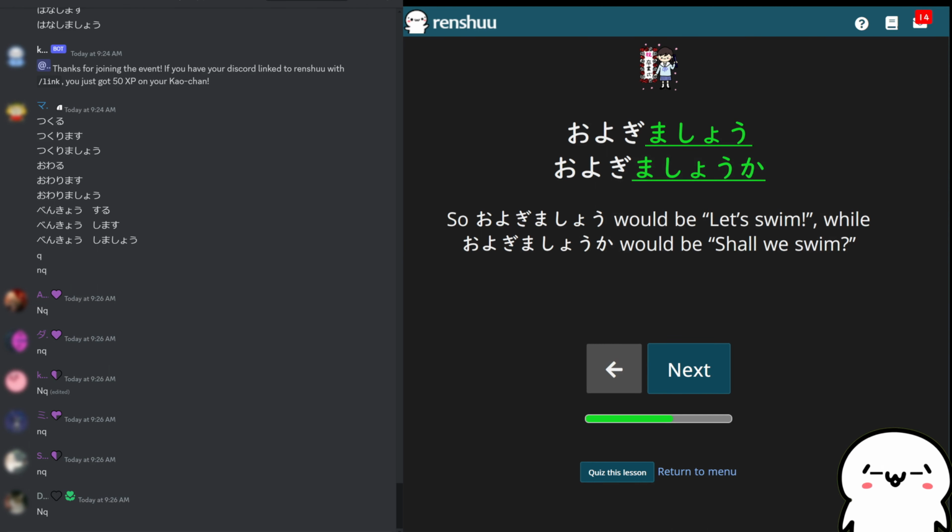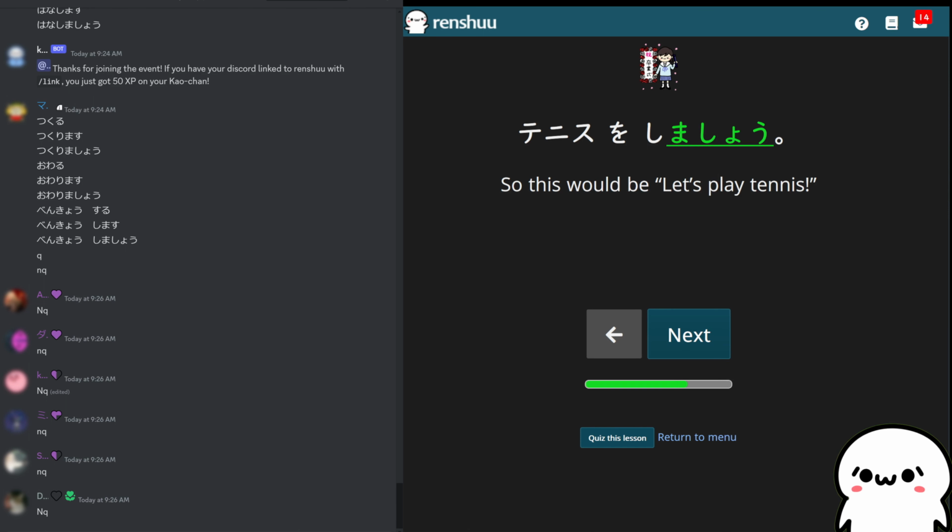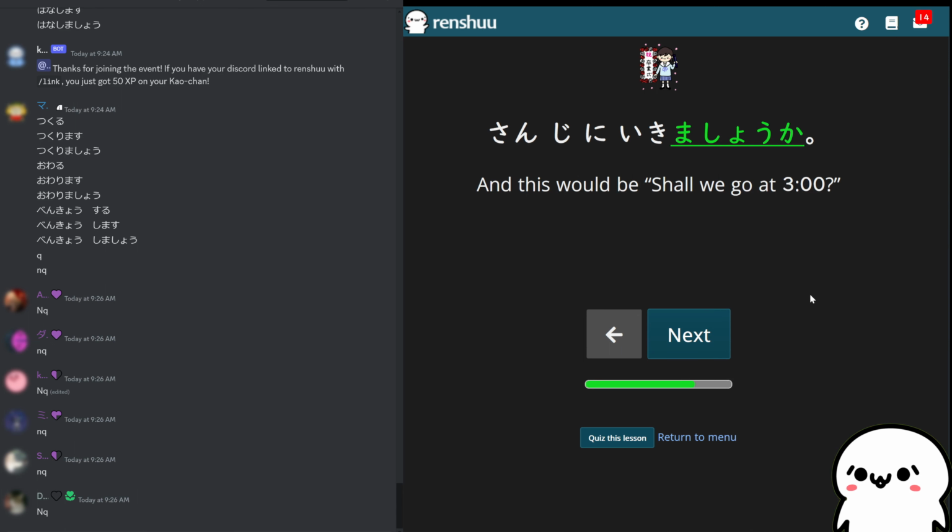Whereas oyogimashou ka, it's still stronger than the one we used before, but you're still giving them a bit of space to say no. You're still kind of thinking, yeah, they're going to say yes, but give them some space. You're not pushing them quite as much. So let's look at a few more. Tennisをしましょう. Let's play tennis. Or if you want to add some time to it, you could say something like 3時に行きましょうか?